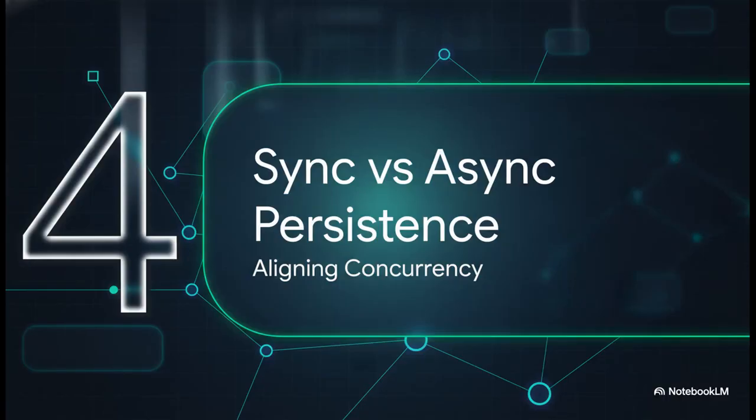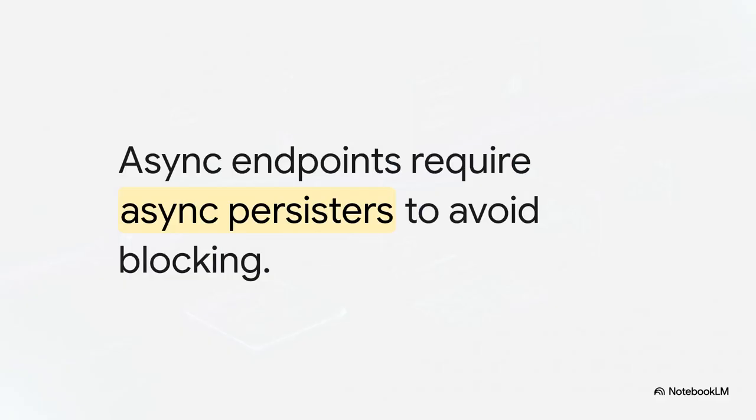Part 4 focuses on sync versus async architectures. Now, choosing between synchronous and asynchronous persistence isn't just some magic performance switch you flip. It's a deliberate architectural decision. If you're running a simple synchronous service, using a sync persister is totally fine. But what if you're running async FastAPI endpoints, streaming services, or hitting high latency database calls? In that case, you have to use async persisters, like the async PostgreSQL persister you see here.